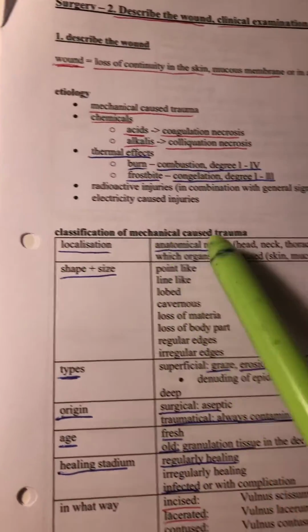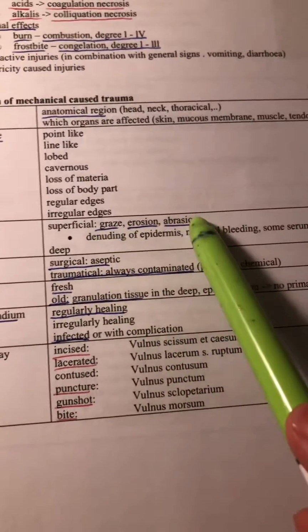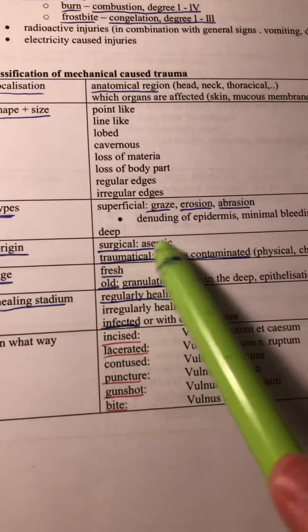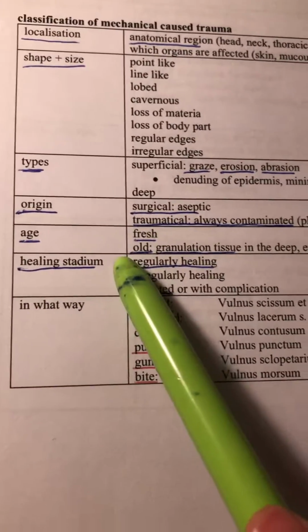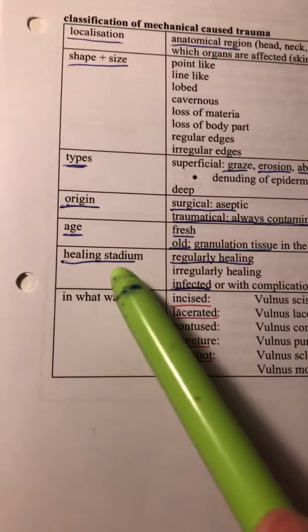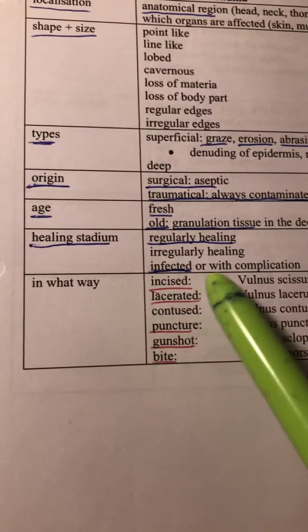So look at the localization, the anatomical region, the shape, the size, the type such as a graze, erosion, or abrasion, the origin. If it's surgical, it should be aseptic, and if it's traumatic, it's always contaminated. The age, whether it's fresh or old. If it's old, it's granulation tissue. The healing state, so is there regular healing or is it infected? And the way, is it incised, lacerated, puncture, gunshot, or bite?